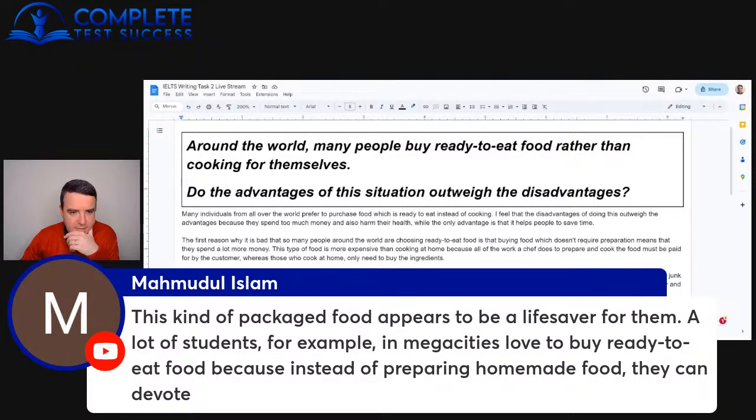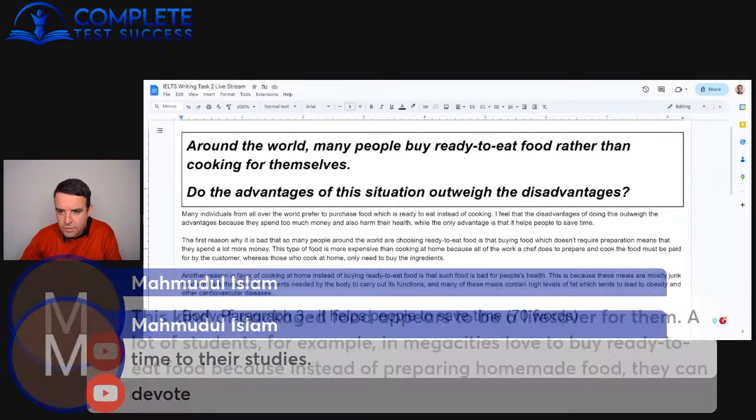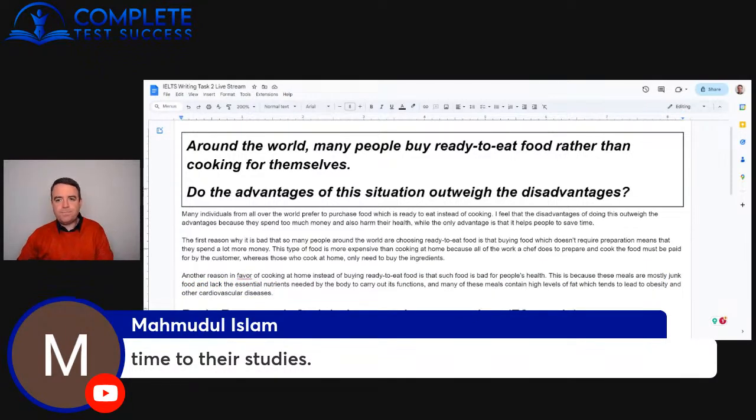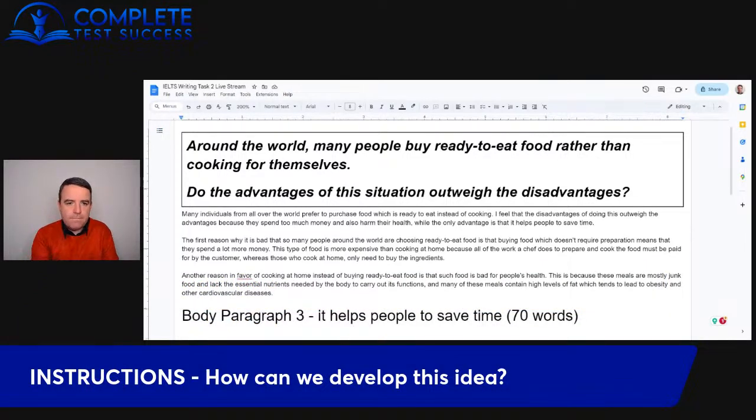A very large city, typically one with a population of over 10 million people. Okay. For example, in megacities, people love to buy ready-to-eat food because instead of preparing homemade food, they can devote time to their studies. Now, no, the answer is that that development isn't okay.